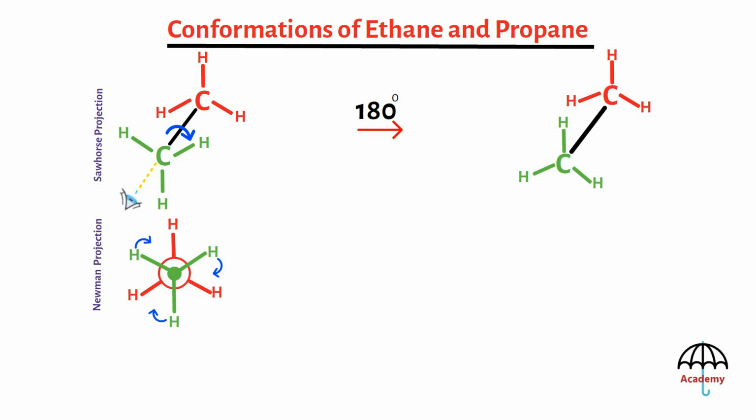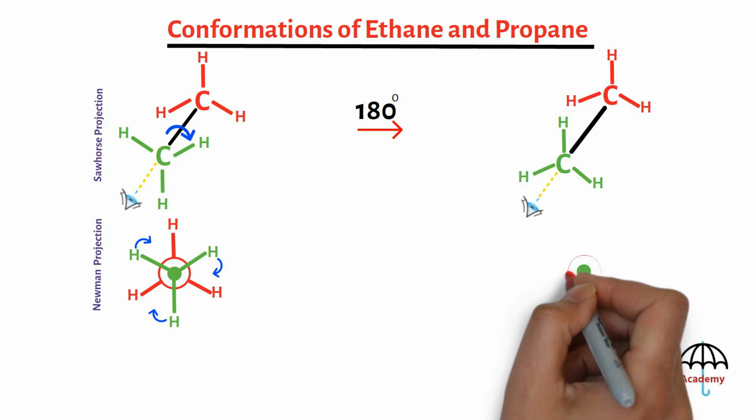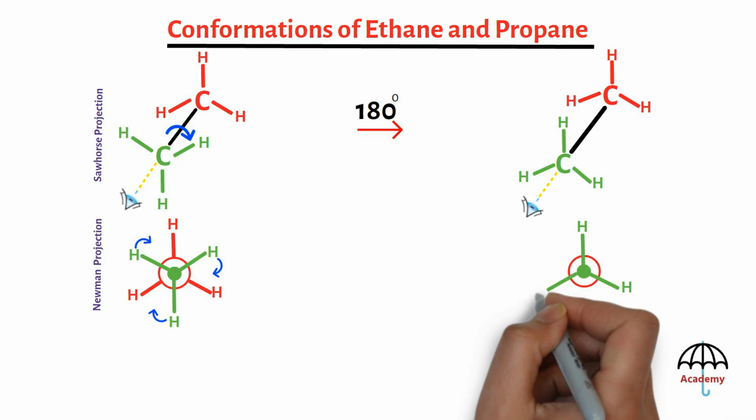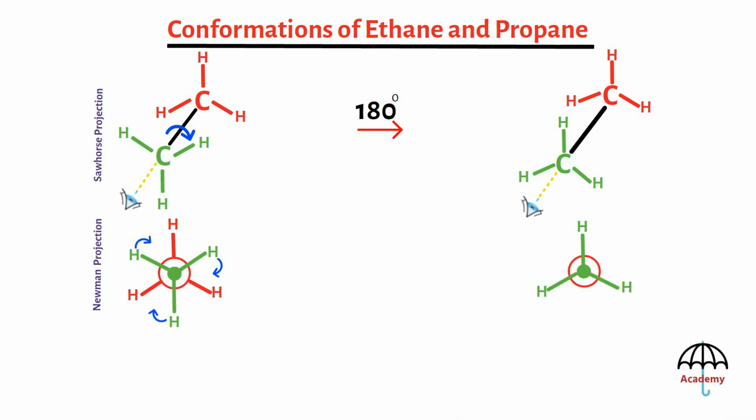Alternatively, we can convert this sawhorse projection into Newman projection by looking through this carbon-carbon bond as we have done earlier. Front carbon is drawn as green dot and back carbon as red circle. Front carbon has hydrogen pointing up. One on right pointing down and one on left also pointing down. The hydrogens on back carbon are exactly behind these front hydrogens, but are drawn slightly displaced for clarity as though the bond were rotated by a tiny fraction.